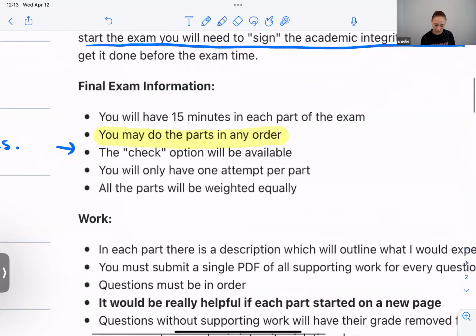You'll only have 1 attempt per part, of course, and all the parts are weighted equally. That means that there are some parts that are easier and some parts that are harder, but in the end, they're all worth the same. So there will be some parts that you'll just fly through and get a high grade, and just don't worry too much, because that's going to be weighted the same as some of these harder parts.